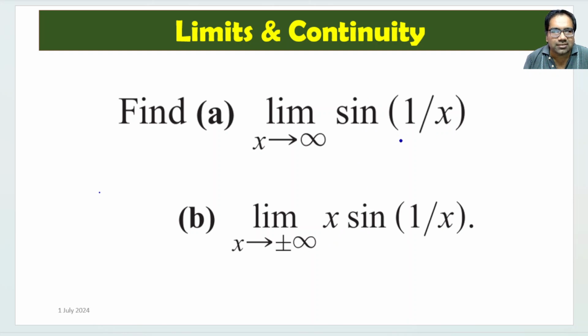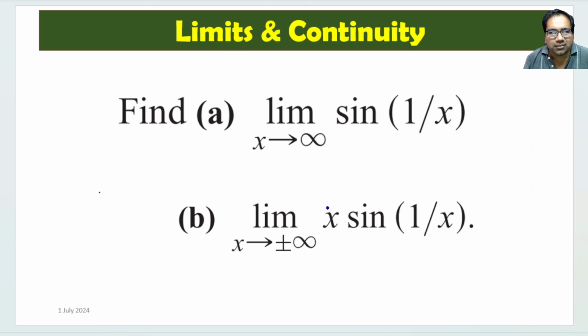Obviously sin 1 by x, sin of any function, will always lie between 1 and minus 1. But when x is tending to infinity, what will happen? When x is tending to infinity, obviously 1 by x will tend to 0. So it is a little bit straightforward, right? This becomes sin 0. So ideally it should approach 0. Okay. But what about this one?